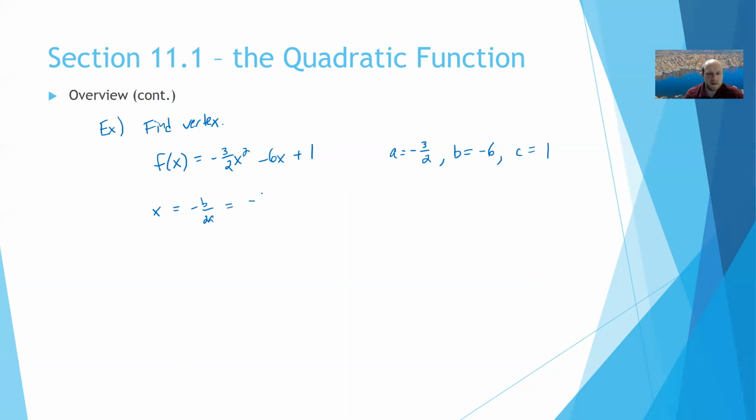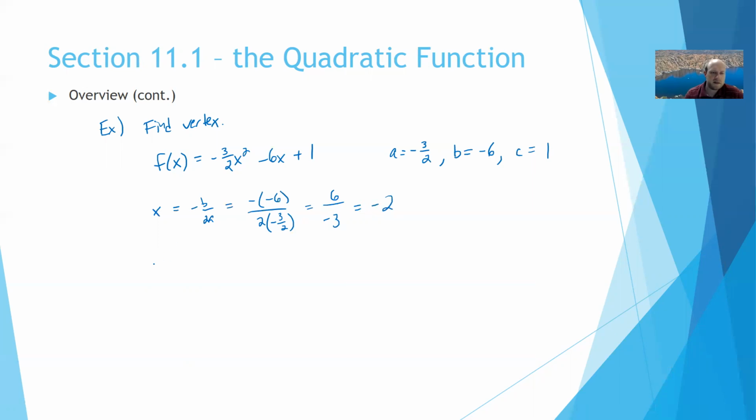So b is equal to -6. So we have negative times a -6, be careful on that, all over 2 times -3/2. And on the top here, we would have 6, right? Negative over negative, this would simplify to -2. So our x coordinate there is -2.